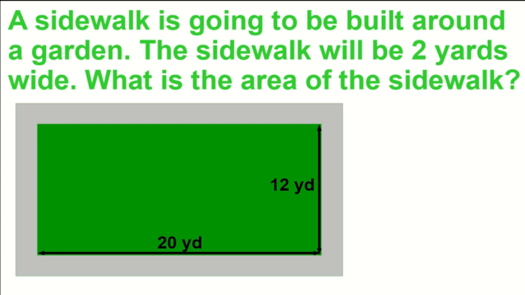Or even if it wasn't a sidewalk with concrete, you might have to know how much dirt for something else. So, to start with, we got the garden there in green. Let's just get the area of the garden. All right, so find the area of the garden quick.